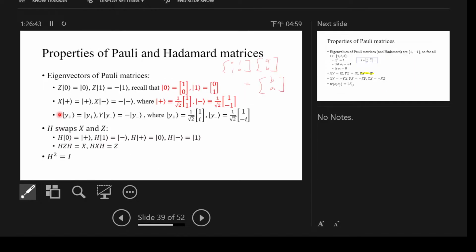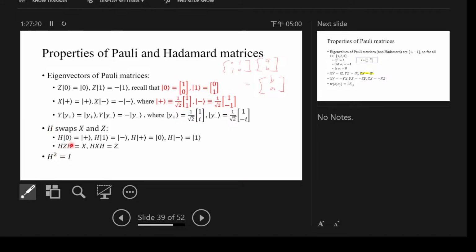Okay, and the most important thing about Hadamard is that it swaps X and Z. What we mean is that basically those two properties are the same property, but anyway, let's list them out. If you apply Hadamard on ket 0, the eigenvector of Z, it becomes the eigenvector of X with the same eigenvalue. So Hadamard on 0 becomes plus, Hadamard on 1 becomes minus, Hadamard on plus becomes 0, Hadamard on minus becomes 1. Okay? So you swap X and Z.